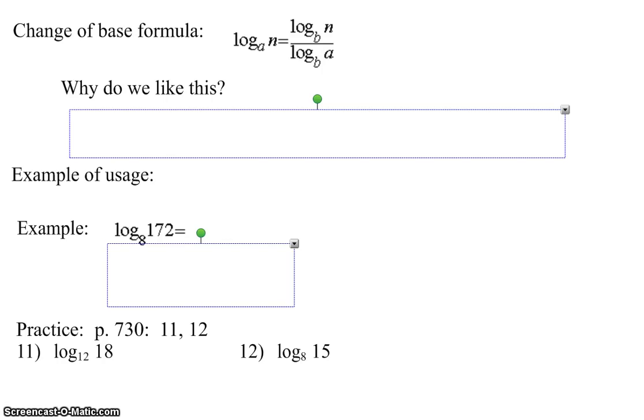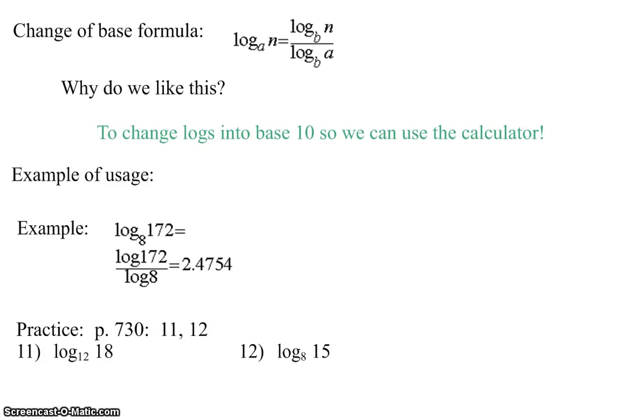Now, the problem with the logs that you were working with before is they weren't in base 10, so we couldn't use our calculator. We have something called a change of base formula, which allows you to change into base 10. You can change it into any base you want. The reason we like this is because if we do it, we can use the calculator. It's simple to do. You simply take the log of the result, that's the log base b of n, divided by the log of the base, and that will change the formula.